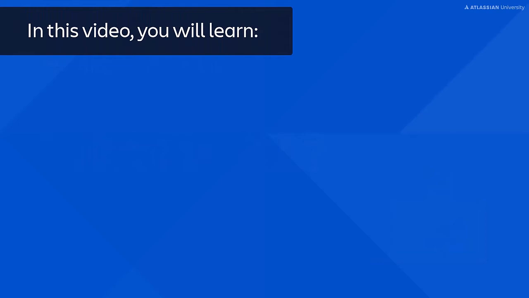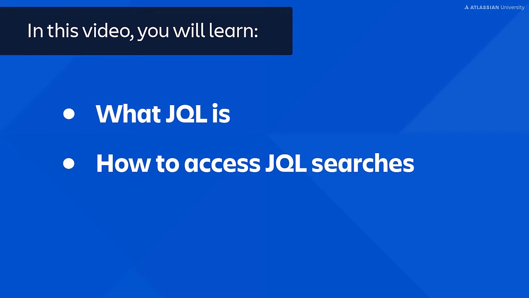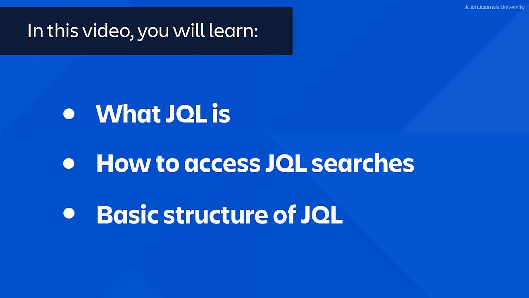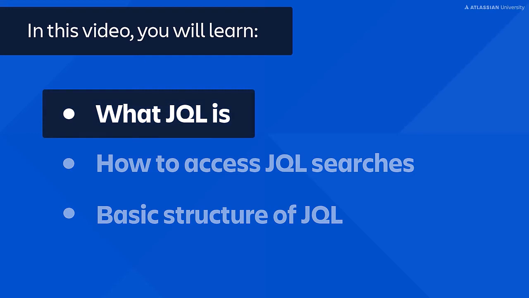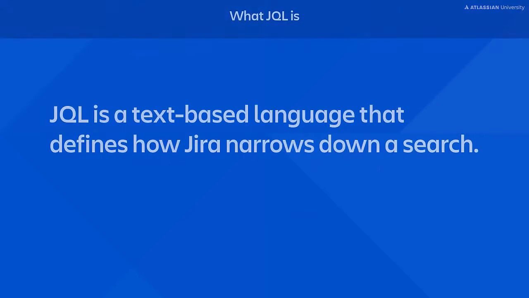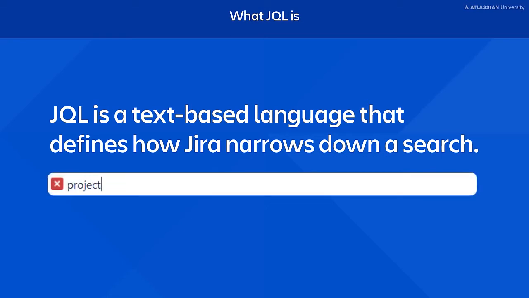In this video, you will learn what JQL is, how to access JQL searches, and the basic structure of JQL. Let's take a look at what JQL is. JQL is a text-based language that defines how Jira narrows down a search. JQL looks like this.